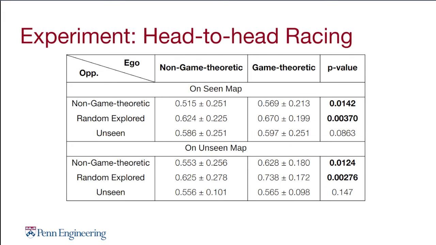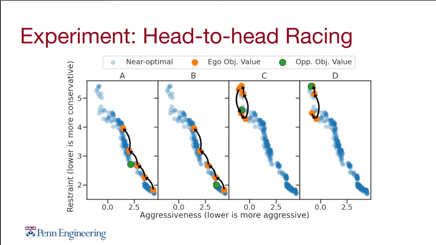We perform paired t-tests to test the null hypothesis that being game-theoretic doesn't change win rate. Column-wise, when we compare game-theoretic and non-game-theoretic ego against all opponents, we see a significant increase in win rate with small p-values, thus rejecting the null hypothesis. We see the same increase in win rate when playing against unseen opponents and in unseen environments, hence confirming the generalizability of using objective space as agent characterization.